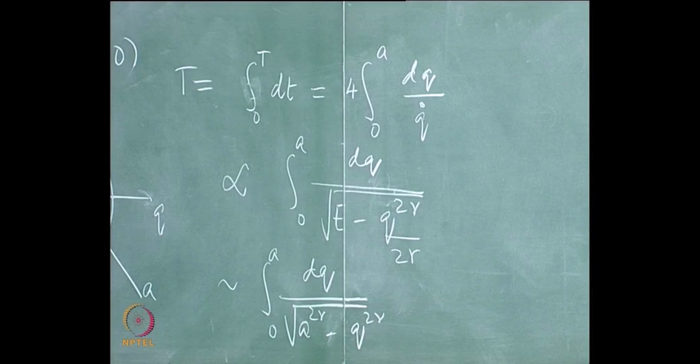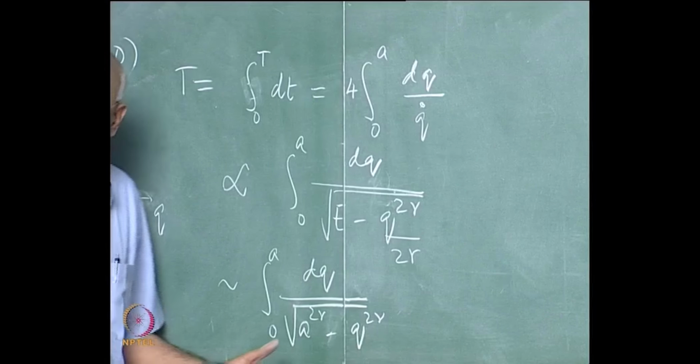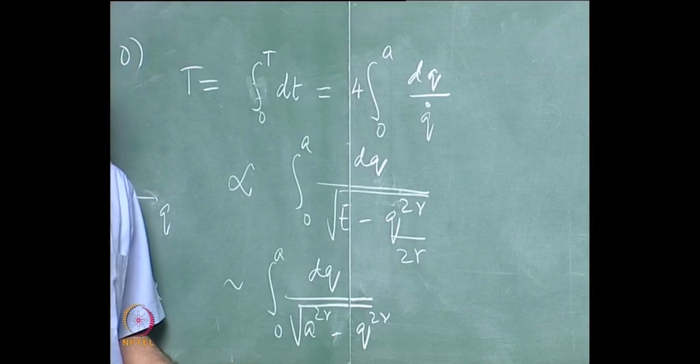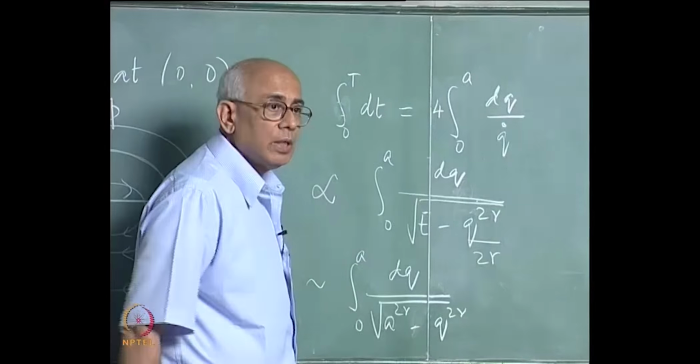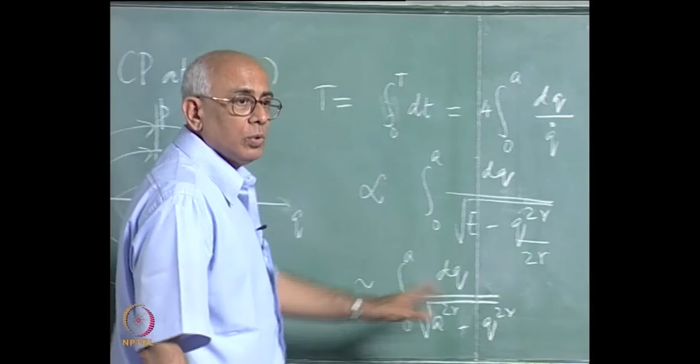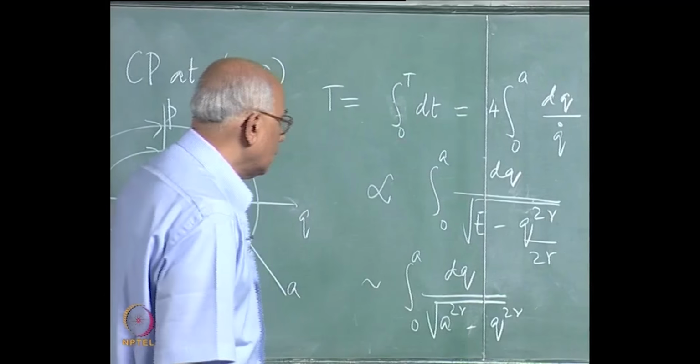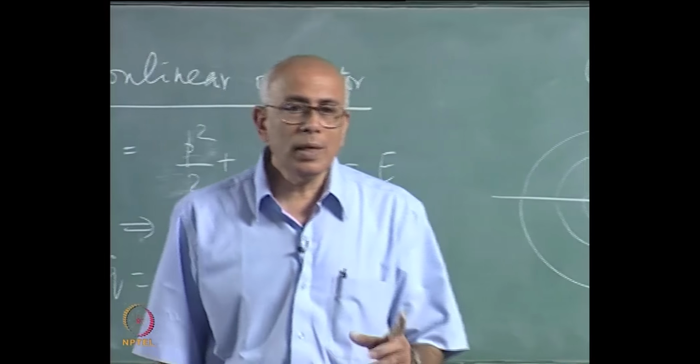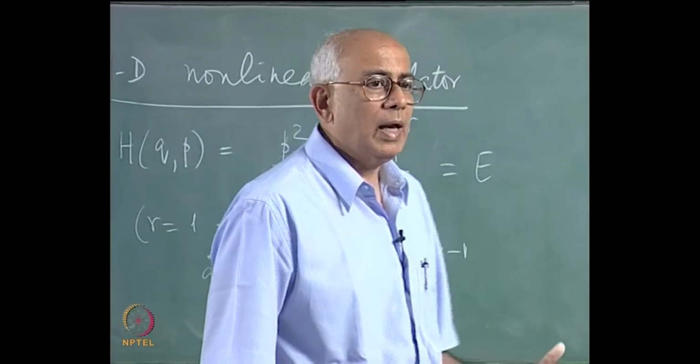How are we going to evaluate this? For general positive integer r, this is not easy to evaluate, it is some complicated integral. You can't write this in simple form by any trigonometric substitution as you could in the case when r was equal to 1. Then of course you got a sine inverse and you could do the integral, but we do not need to do that. We need to only extract the dependence on the amplitude A.